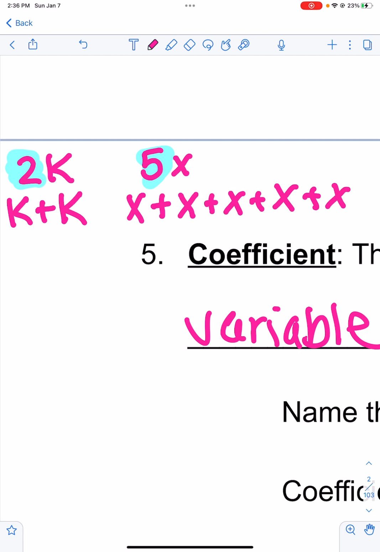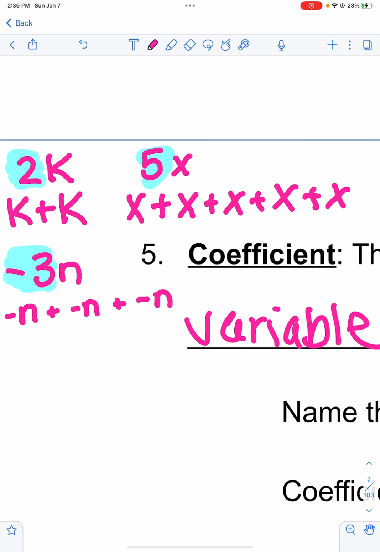It works the same way for negatives. So negative 3n, the coefficient is negative 3. That's like saying negative n plus negative n plus negative n. That's the same thing. Another part of this definition that we just wrote is that every variable has a coefficient.